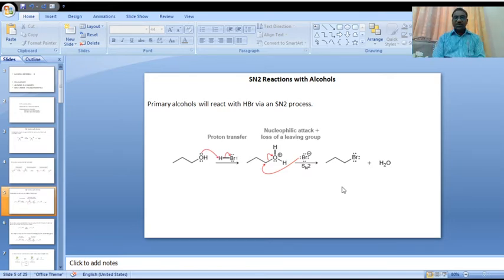This is the SN2 mechanism. In the SN2 mechanism, what we observed is that in a single step, the nucleophile attacks and at the same time the loss of leaving group is present in the same step. Okay, is it clear to all of you, with the SN2 mechanism?